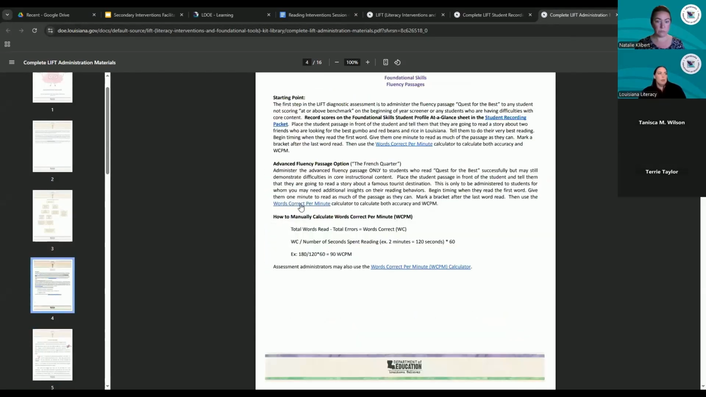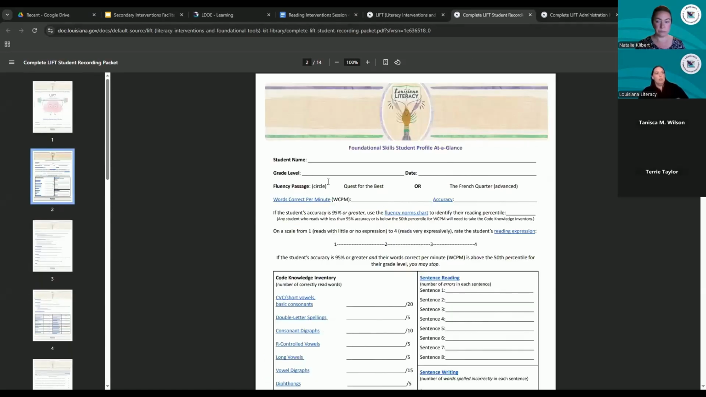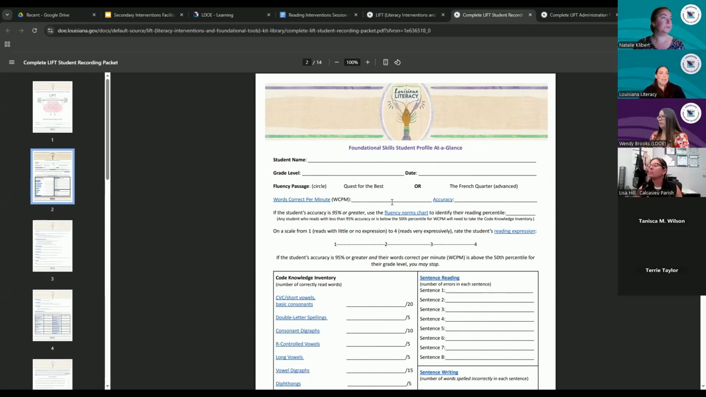So make sure that this is where you go when you're trying to figure out if they're meeting benchmark and if you're trying to calculate what their words correct per minute are when you're filling out this. But the students would all read the fluency passage. Remember, we give that to them for 1 minute. We figure out how many words they read in that minute, and then we figure out how many they actually read correctly in that minute.